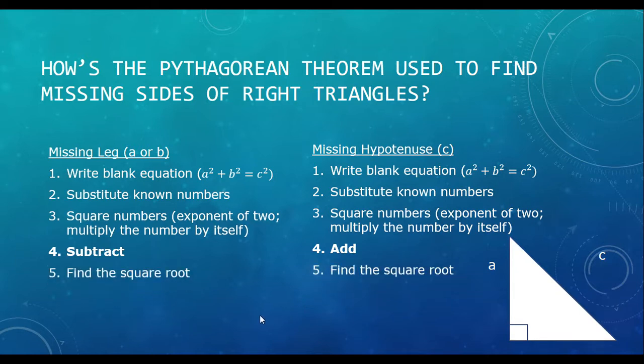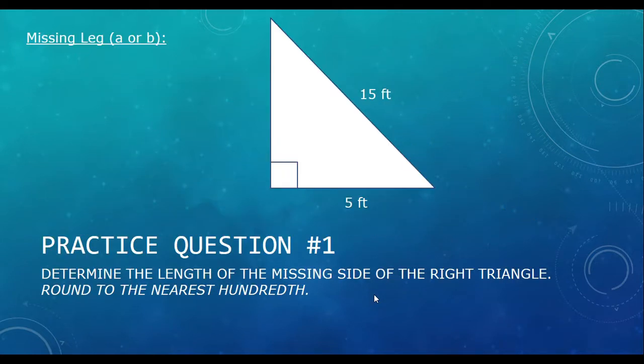Okay? And your last step is going to be to find the square root. So all these steps, whether it's solving for a missing leg or a hypotenuse, very, very similar. Only one difference, subtraction versus addition. So let's take a look at a couple of examples.